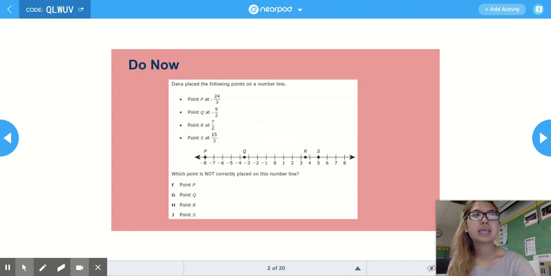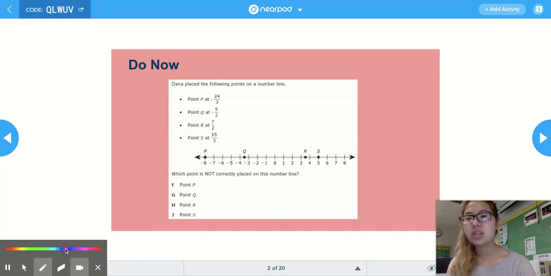Welcome to today's lesson on comparing and ordering sets of real numbers. Our do now question reads, Dana placed the following points on a number line: point P at negative 24 over 3, point Q at negative 9 over 2, point R at 7 over 2, point S at 15 over 3. Then we're given this number line with the points on it. Which point is not correctly placed on this number line?